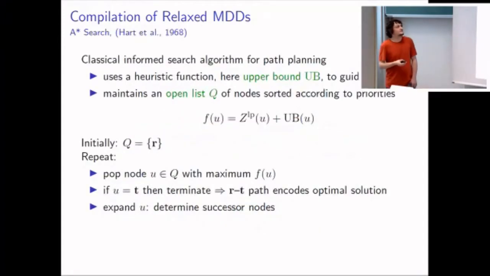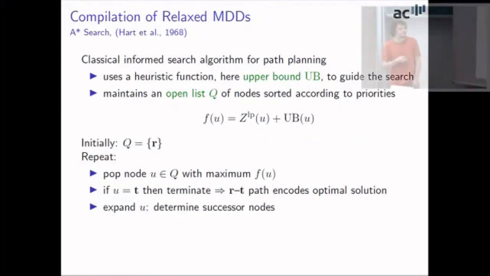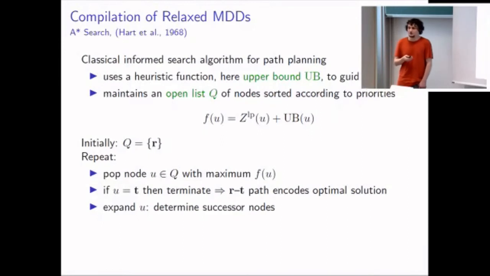Okay, so what is the classical A-star algorithm? It is a well-known informed search algorithm for path planning in the field of artificial intelligence. It uses a heuristic function, in our case the upper bound function, to guide the search, and it maintains an open list of nodes. This open list is sorted according to a priority function f, which consists of two terms. The first term is always the length of the longest path from the root node to the current node u, and the second term is an upper bound on the remaining length.